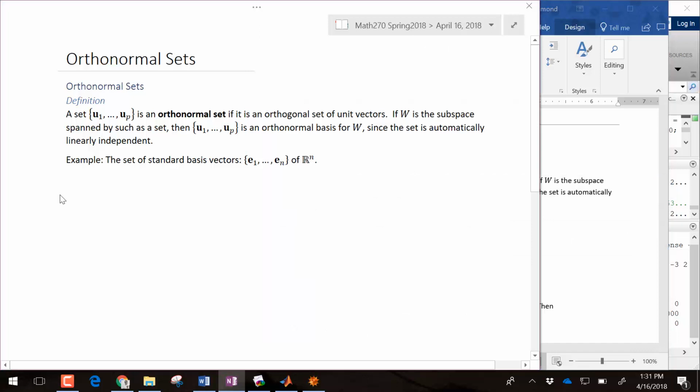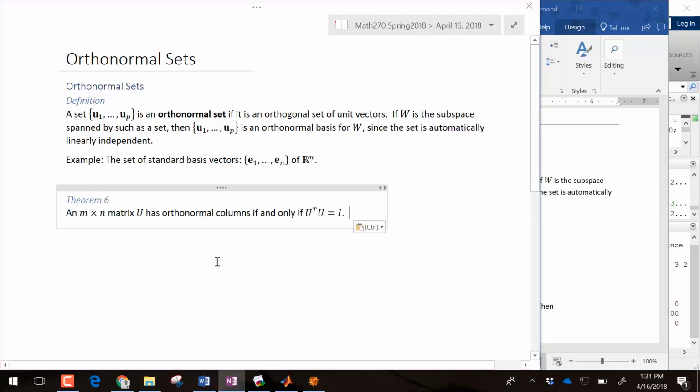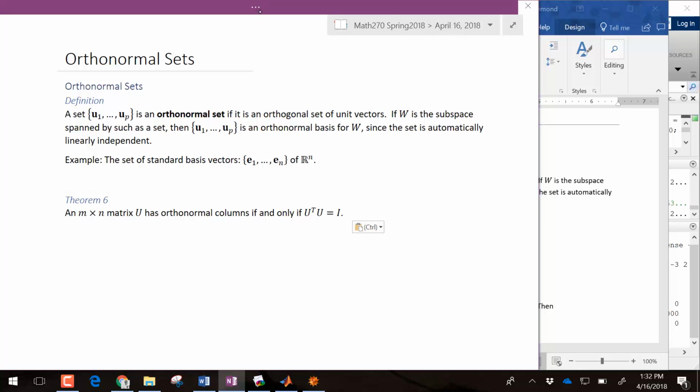Now, we haven't talked about matrices in a while, so let's talk about a matrix. If you have an M by N matrix that has orthonormal columns, then it turns out that if you take the product of that matrix with its transpose, then you're going to get the identity. Kind of weird, huh? It's not the same thing, right? So let's see if we can prove this.